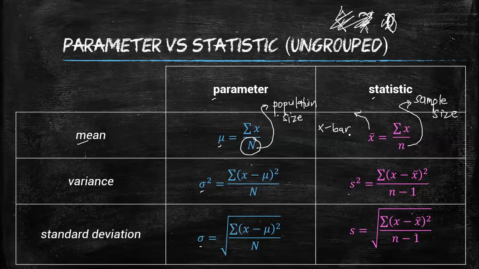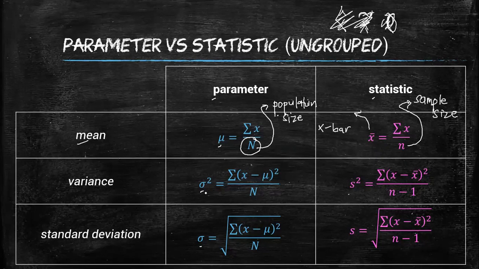Ayan. Okay, next tayo. Variance. Sa variance naman, dito natin mapapansin na meron silang kaibahan. Okay? Kapag parameter ang variance, kapag siya ay population variance, the formula that we are going to use is sigma squared is equal to the summation of x minus mu squared over capital letter N. Okay? So ito yung variance natin.